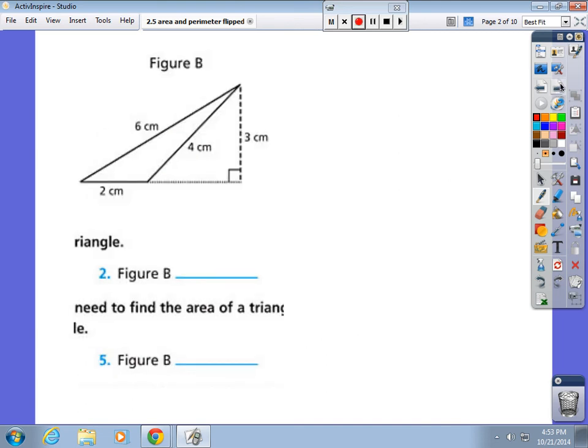Perfect. On to figure B. Look at this, we got a big obtuse angle here. Perimeter, we don't really care about angles or anything like that. All we have to do is add up all 3 sides for our perimeter. So 2 and 4, that makes a 6 coming all the way around, and adding another 6, that gives us 12 centimeters around that triangle. 12 centimeters is our perimeter.